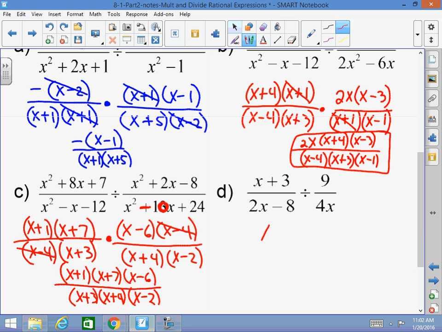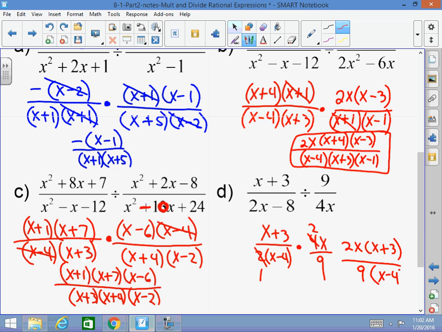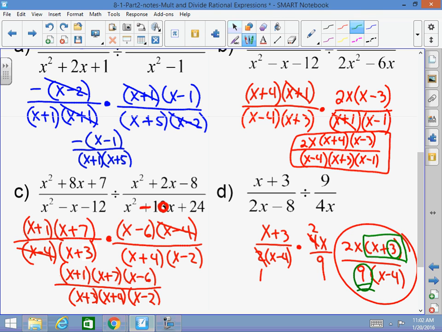Stay, change, flip. Stay. Factor out a 2 from here, x minus 4. Change, flip. 2 goes into 2 one time, 2 goes into 4 two times. So this is 2x times x plus 3 divided by 9 times x minus 4. I cannot simplify that any further. I cannot simplify this 9 and 3 because this 3 belongs to this polynomial. This 9 is a monomial by itself. Okay?